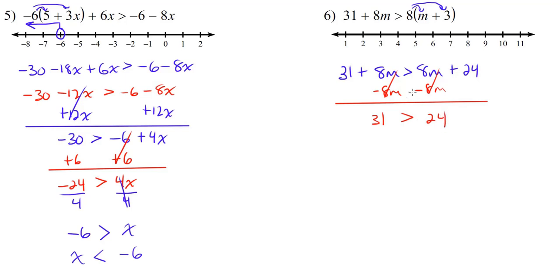So remember, when the variable cancels out on both sides, then you look at the statement. If the statement is true, then the solution is all real numbers. If the statement is false, then the solution is no solution. So here, 31 is greater than 24. So the solution here is all real numbers.